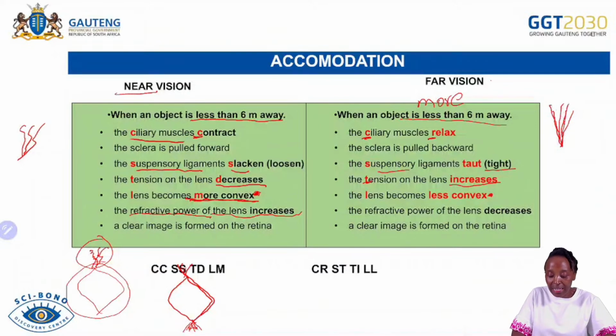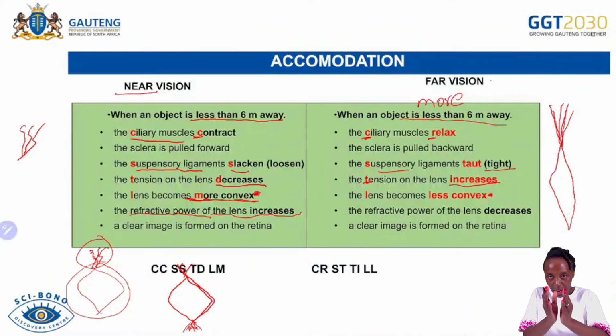And then the lens becomes what? Less convex. So it is not more bulgy, but it is thinner and sort of taut. Remember, we don't use those terms, but you use the terms which are less convex. So that is what we're looking into. And then the refractive powers then become less, so they decrease, and then the clear image is formed.